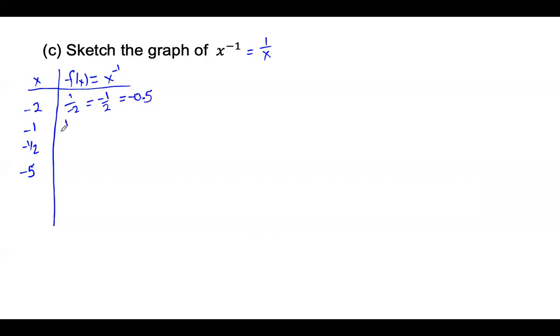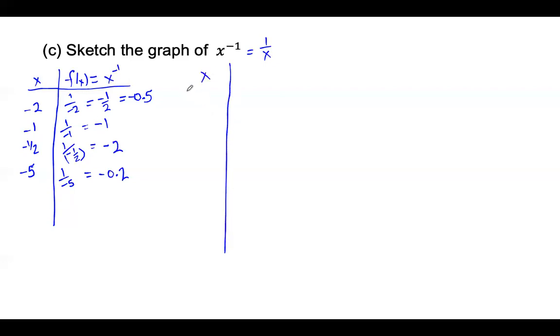-1, well, that would be 1 over -1. So that's just going to be -1. When x is -0.5, that's going to be 1 over -1/2. So that gets flipped. So this becomes -2. 1 over -5 is going to be just -0.2, I think. Yeah. And we can do some more values. So these are some negative values. You can choose your own. Some positive values.